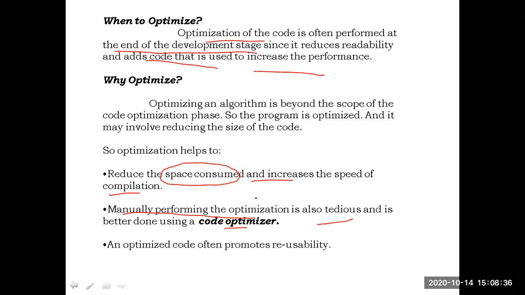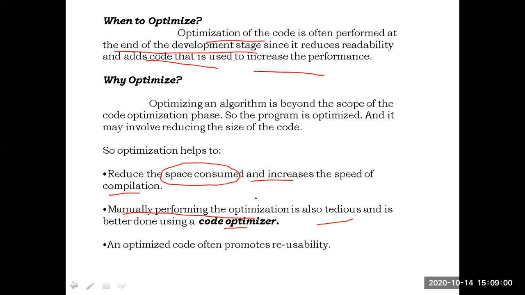And also, an optimized code often promotes reusability. One more advantage of why we need code optimization is that an optimized code often promotes reusability. Reusability will be increased in the optimized code. I will show you later how reusability is increased. Okay, this is the reason when to optimize.